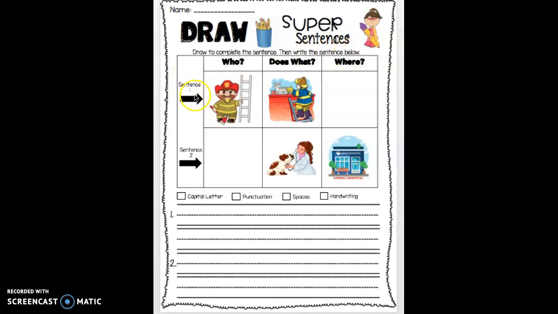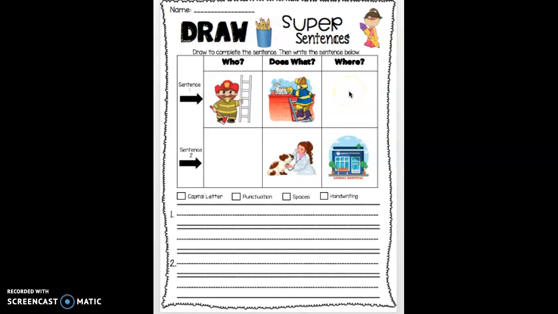So for sentence number 1, you have your who. We have the character in our sentence, the fireman. Does what? Here I can see he's saving the kitten. But now my setting, where is he doing that? I want you to draw a picture here of the setting. Where is this fireman saving the kitten?